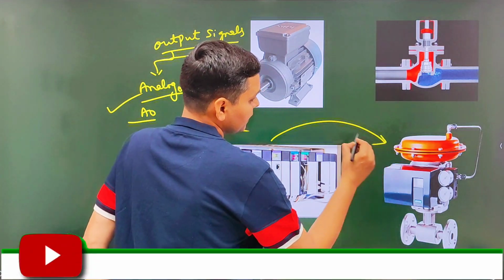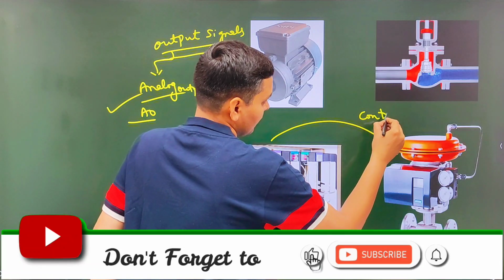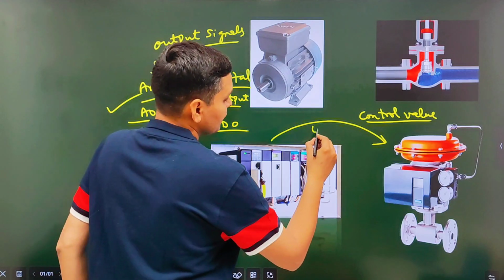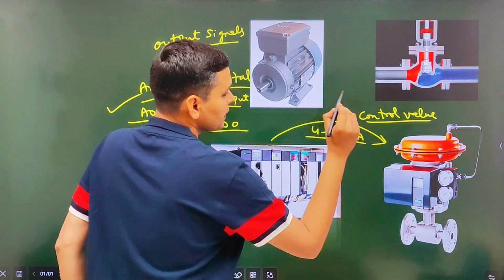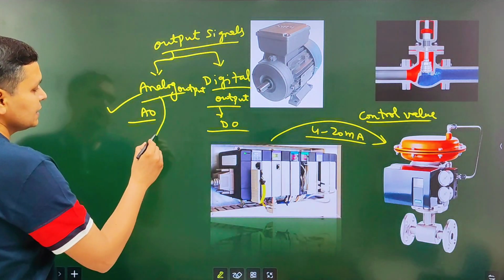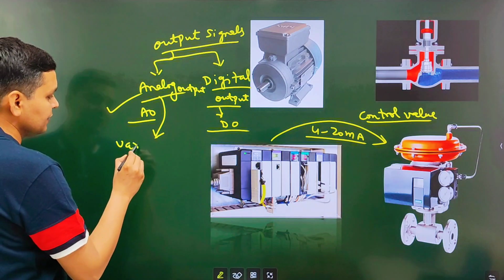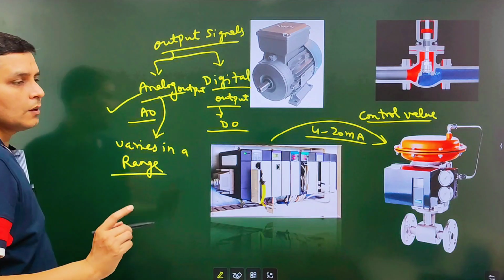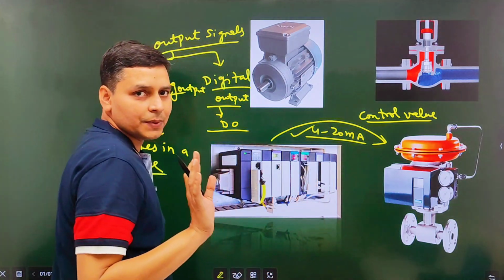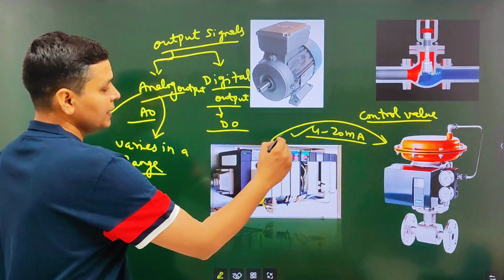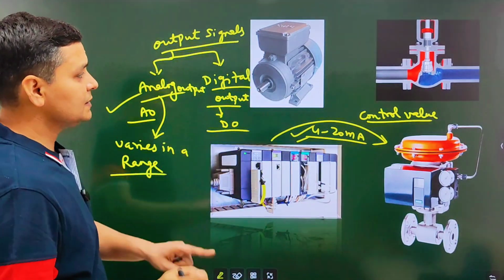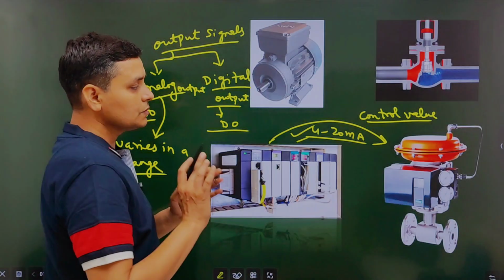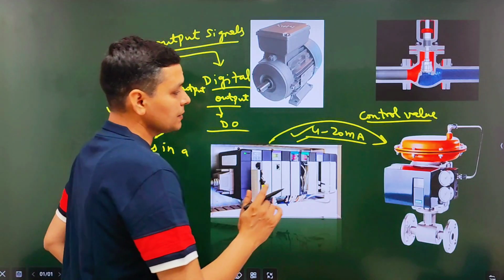Suppose we are giving a command to a control valve and this command is in the 4 to 20 milliampere range. As we have discussed, analog signals are those signals that vary in a range. So here 4 to 20 milliampere is a range. This type of signal will be an analog signal, and this signal is going from PLC to the control valve, so it is an output signal. So it is known as an analog output signal.